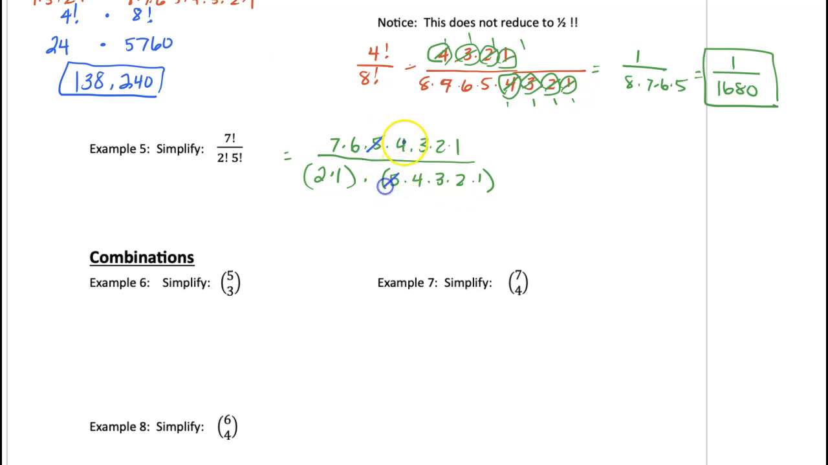5 divided by 5 is 1, 4 divided by 4 is 1. Sometimes a quick shortcut, I'll circle and say 5 times 4 times 3 times 2 times 1 simplifies with 5 times 4 times 3 times 2 times 1. And that becomes a factor of 1. And then here, 6 divided by 2 becomes 3 over 1. And we end up simplifying to get 21.